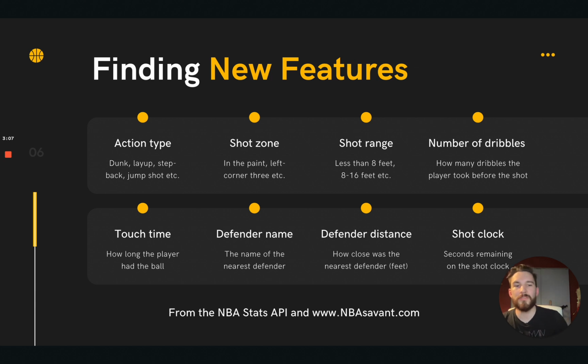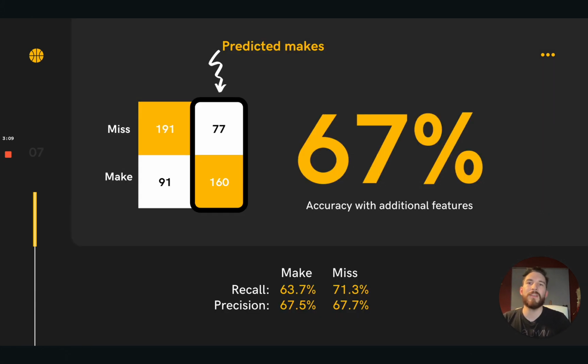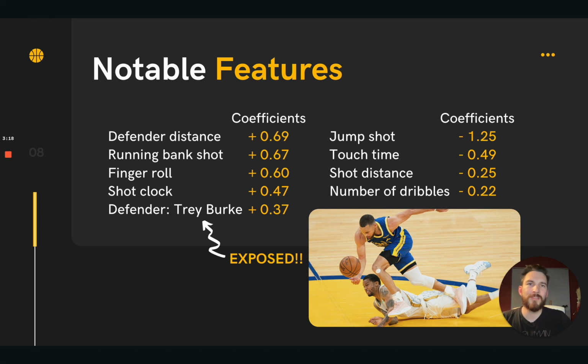With a lot more features to train the model on, the accuracy improved substantially. The model managed to accurately predict a few more misses than makes, but had nearly identical precision for both classes. Looking at some of the coefficients, we can see that the model was able to learn some pretty valuable insights. Understandably, being separated from a defender and having ample time left on the shot clock are strong predictors of a make. Conversely, the longer Steph holds the ball, the more dribbles he takes, and the further away from the basket he is, the less likely he is to score.